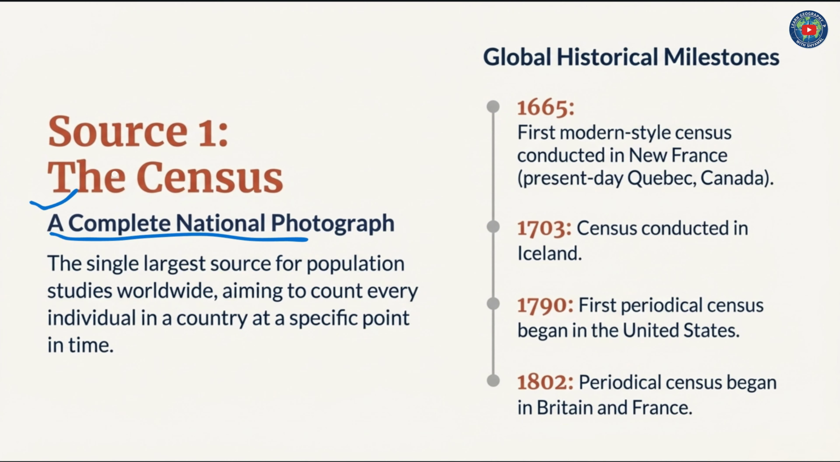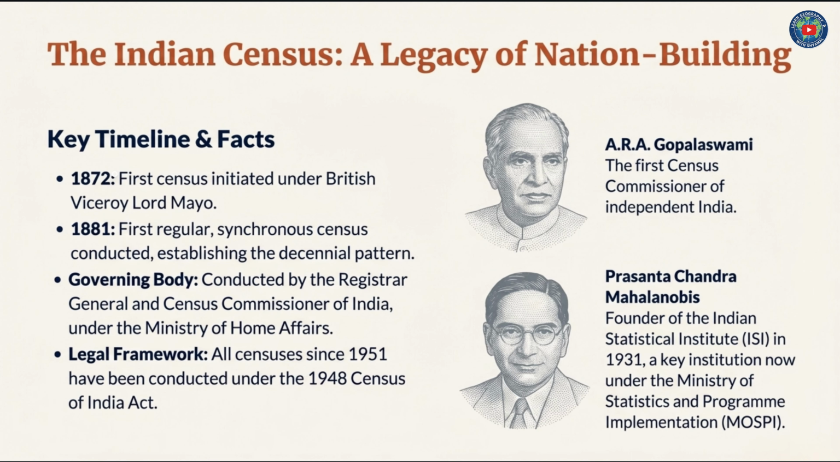In 1665, the first modern-style census was conducted in New France, present-day Quebec in Canada. In 1703, a census was conducted in Iceland. In 1790, the first periodical census began in the United States. In 1802, periodical census began in Britain and France. Now the Indian census, a legacy of nation building.